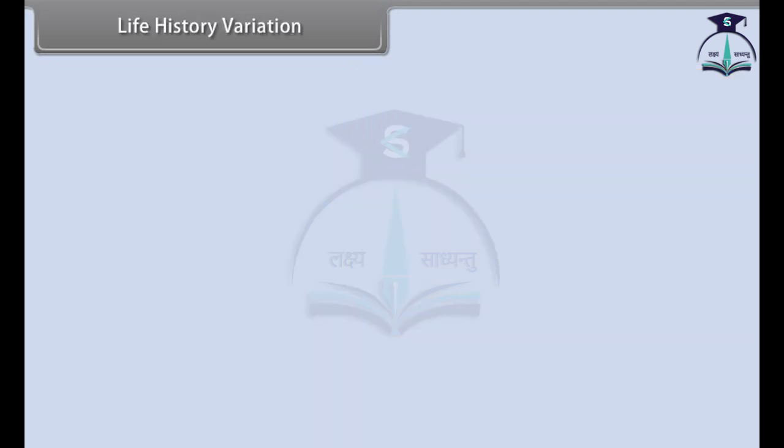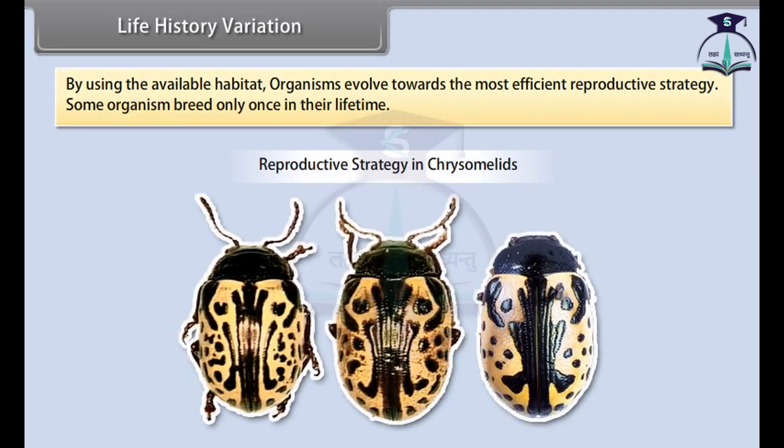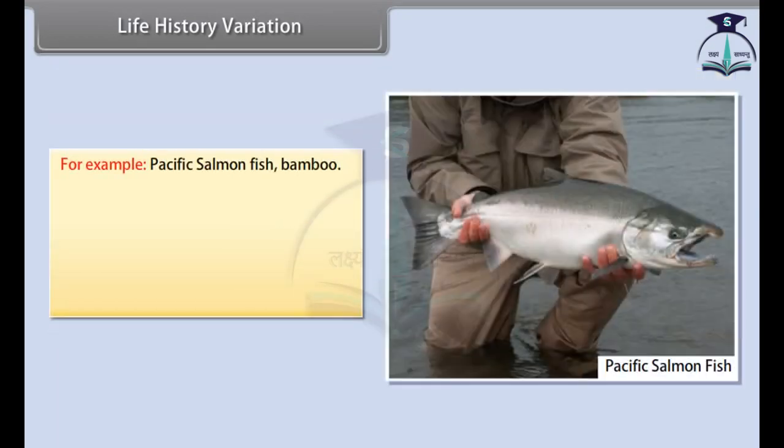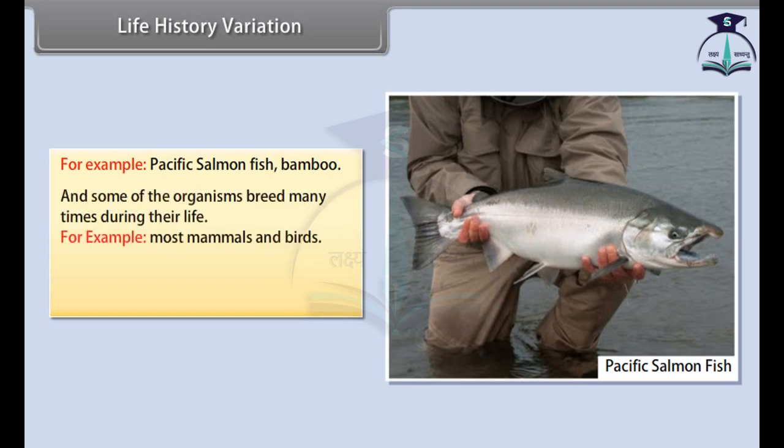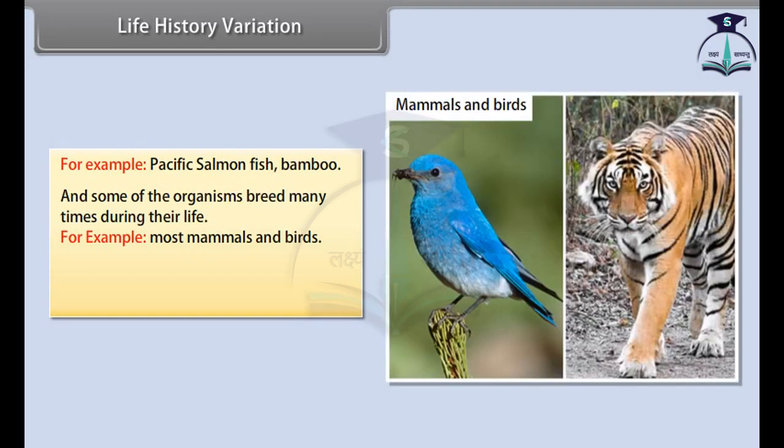Life history variation. By using the available habitat, organisms evolve towards the most efficient reproductive strategy. Some organisms breed only once in their lifetime, for example Pacific salmon fish and bamboo. And some organisms breed many times during their life, for example most mammals and birds. The evolution of organisms depends upon biotic and abiotic factors.